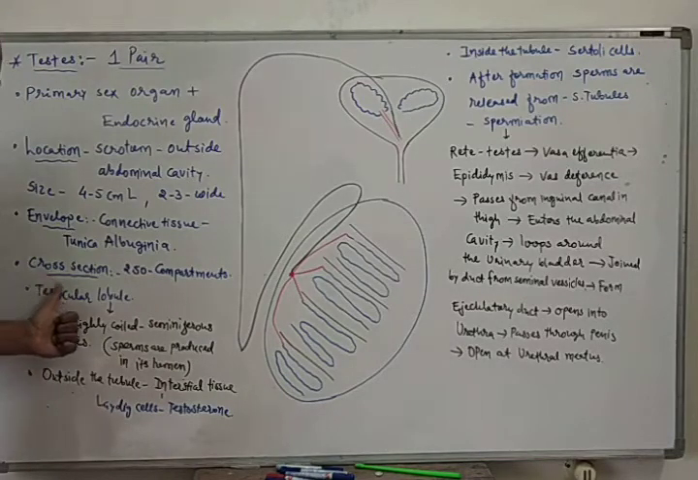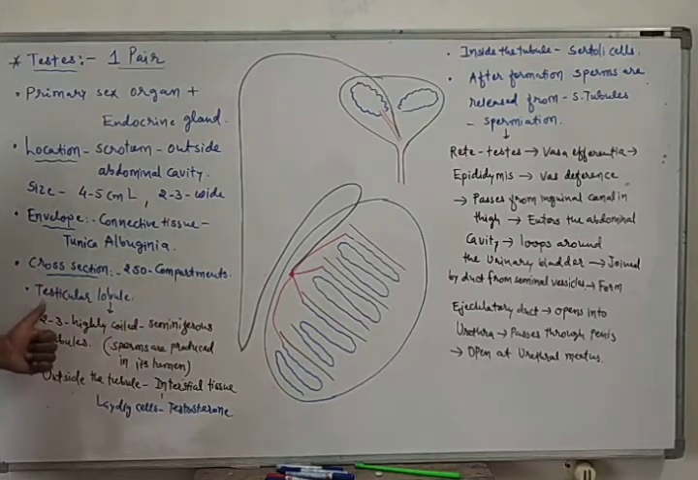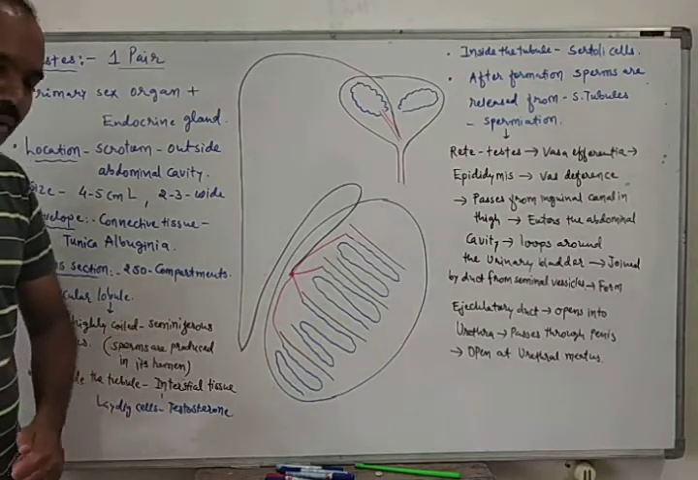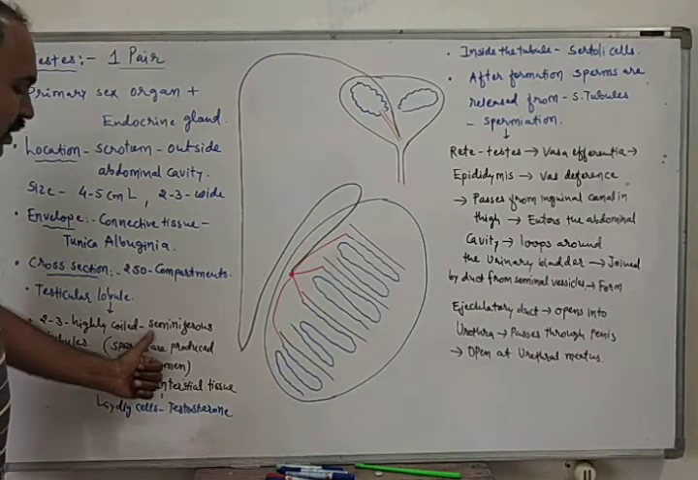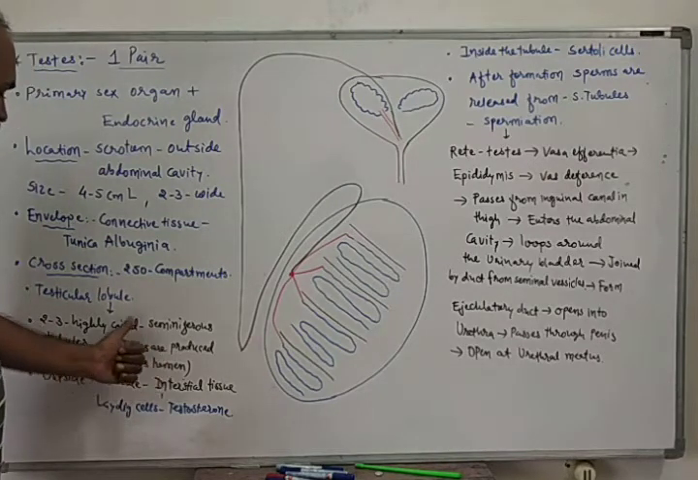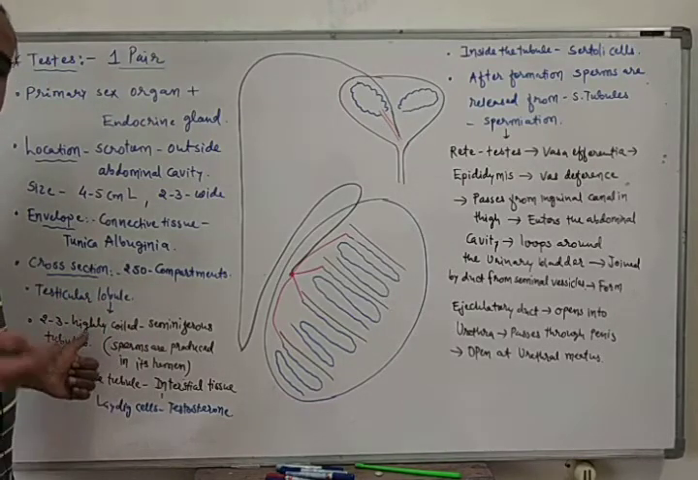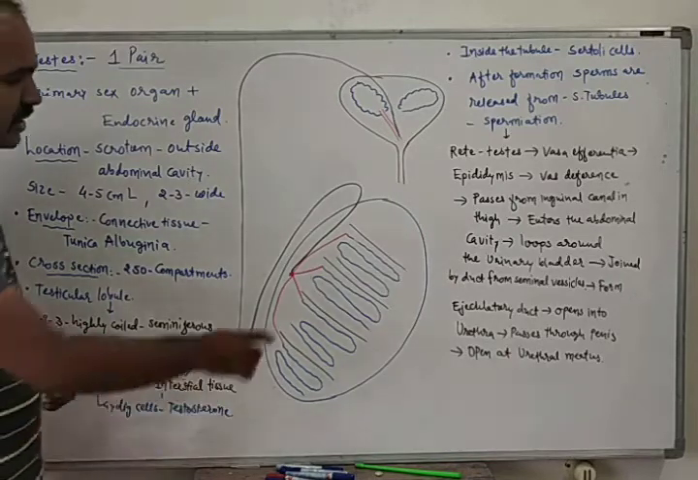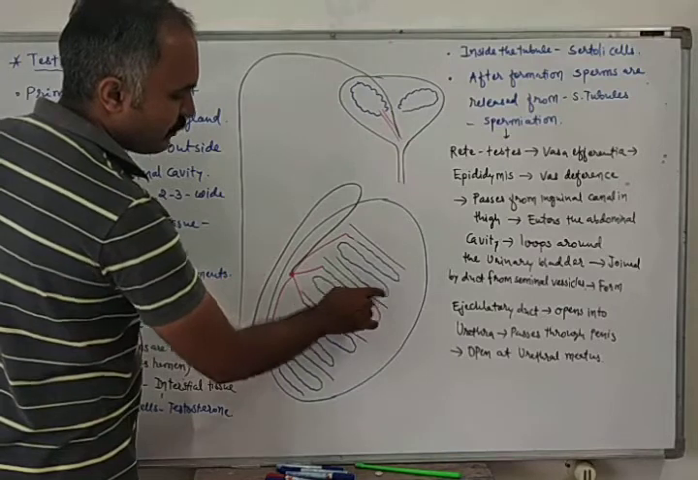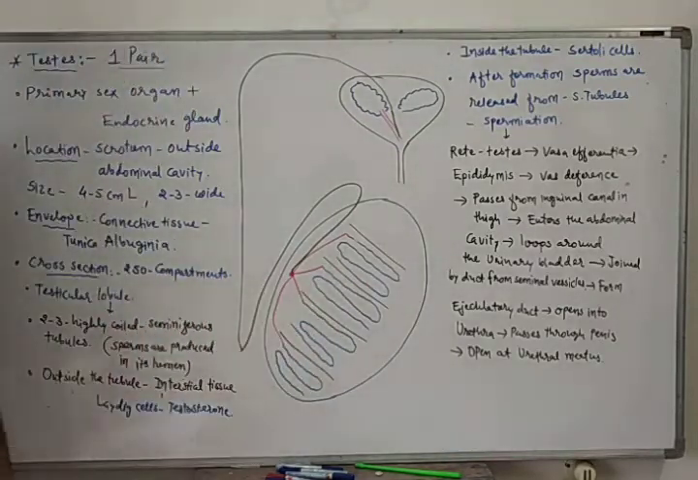So when we take a section of the testis, we find that it has 250 compartments. Each compartment is known as a testicular lobule, and each lobule has 2 to 3 highly coiled seminiferous tubules. This structure is known as the seminiferous tubule. It is highly coiled in nature.